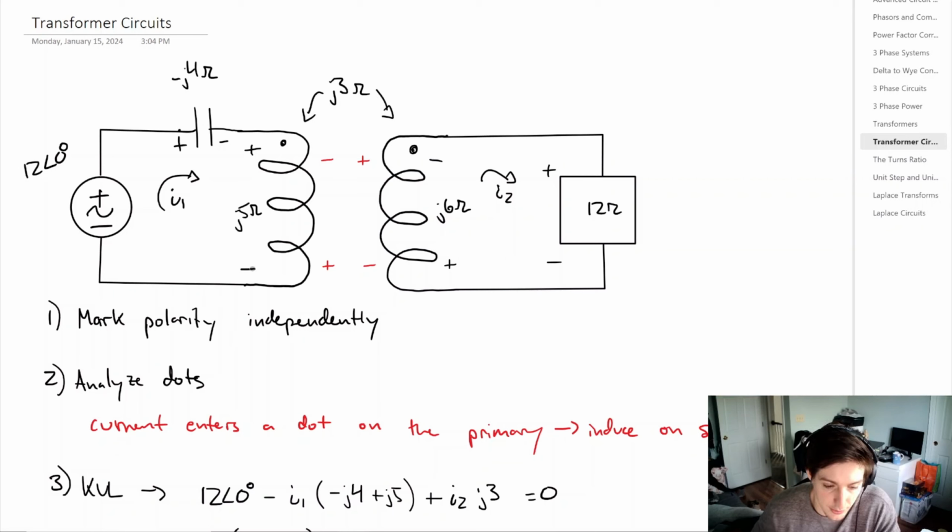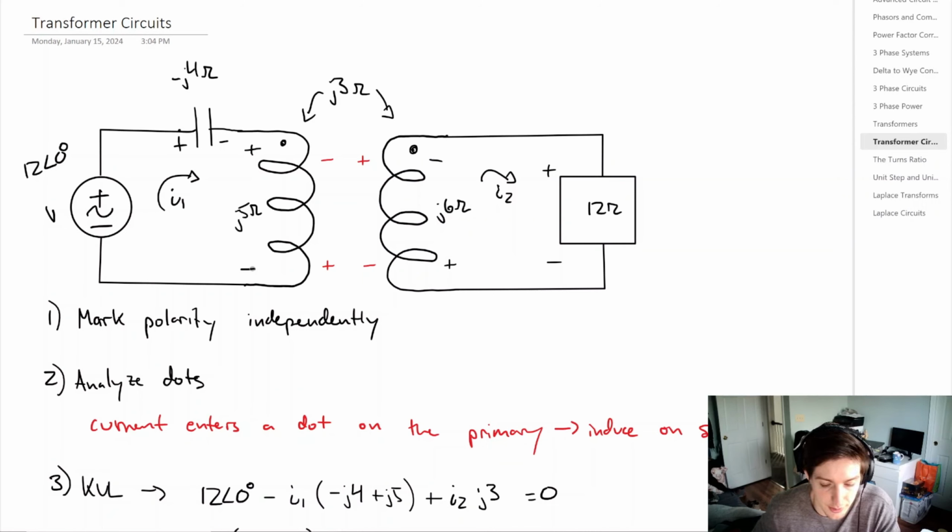From the introduction of transformers, we can start to actually analyze some circuits now. So we're going to consider a circuit where we have a voltage source equal to 12 volts with a phase angle of 0 degrees. On the input, we're also going to have a capacitance with an impedance of minus J4 ohms. Our inductor value is going to be J5 ohms. And that's going to be our primary side.